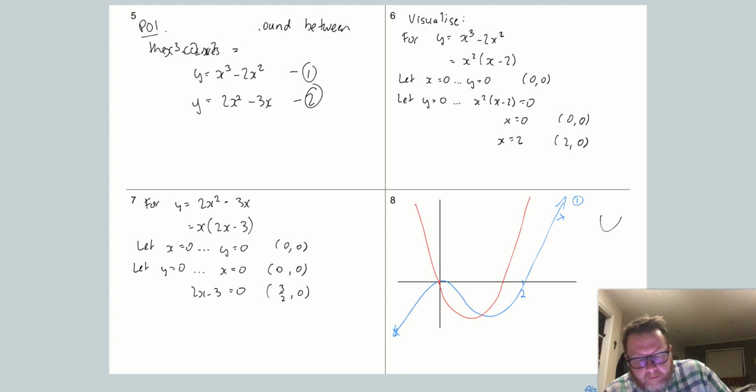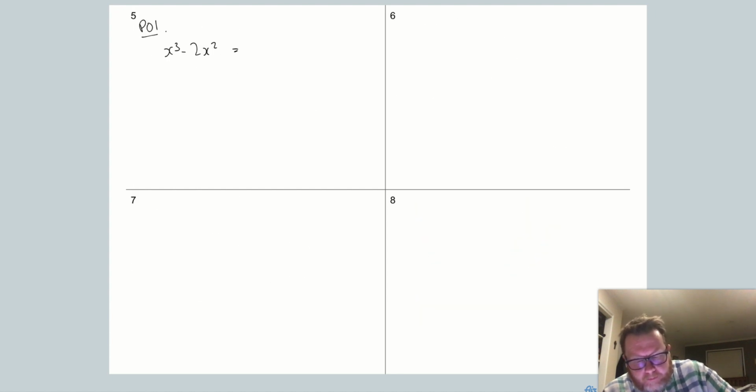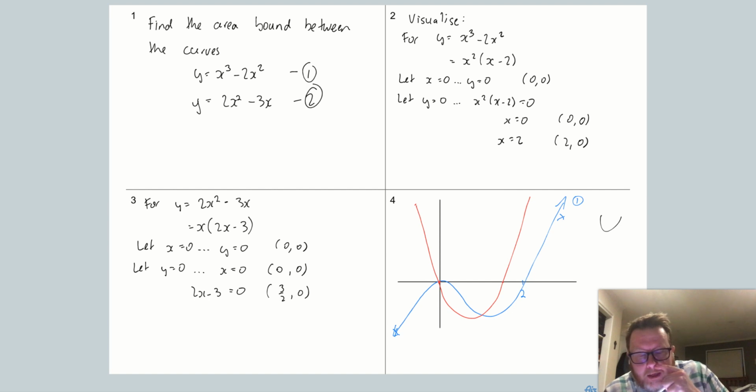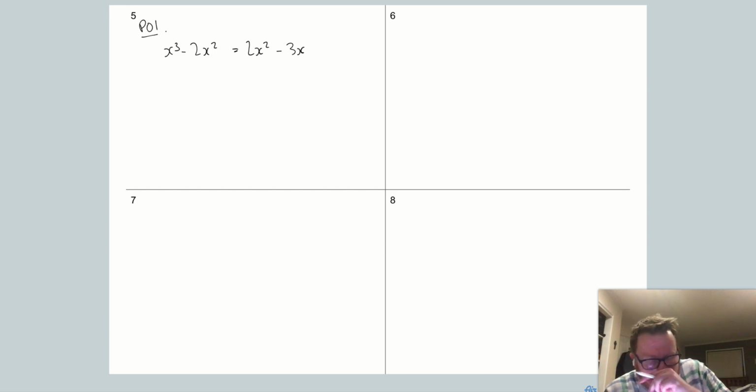Is equal to 2x squared minus 3x. So again, x cubed minus 2x squared equals 2x squared minus 3x. Okay, so let's put all this onto one side of the equation. So we're going to have x cubed, and I'm going to subtract 2x squared from both sides. That's minus 4x squared. I'm going to add 3x to both sides. That's plus 3x, and that leaves me with nothing on the right-hand side.